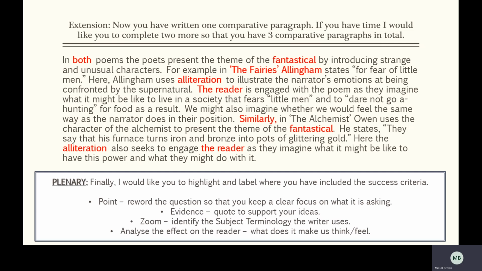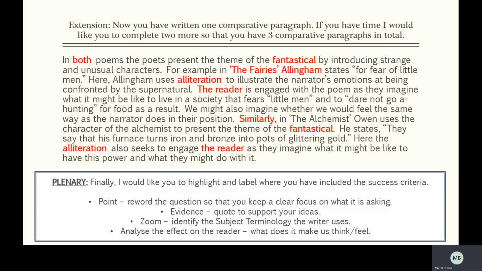Because if you write me an essay or an answer to this question, that's all well and good. But if you haven't followed the instructions and included the success criteria, then you aren't going to pick up the marks. It's really as simple as that. Okay, so you need to take responsibility. You need to take the time to proofread your own work, to highlight and label where you have included those things that are going to pick you up the marks.